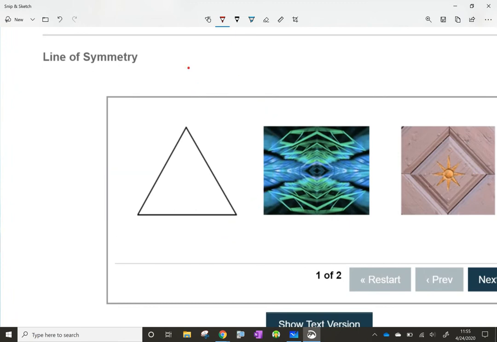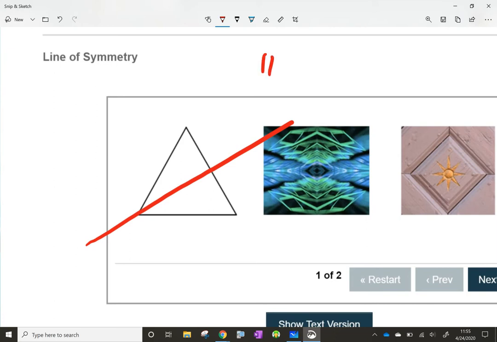So first, an obvious one is right here. That's one line of symmetry that splits it down the middle from left and right. But there's more. You can draw the line this way, and you can see that the top and the bottom are again symmetrical. So that's 2 lines of symmetry. Let's keep a tally here.